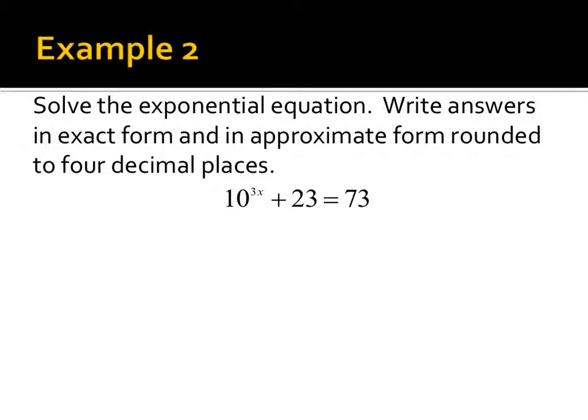Okay, welcome back. How would I do this? Well, I would subtract 23 first, because remember, I want to isolate 10 to the 3x. So let's subtract the 23 first. So I get 50 equals 10 to the 3x. So that's the isolate part. That was step number 1.